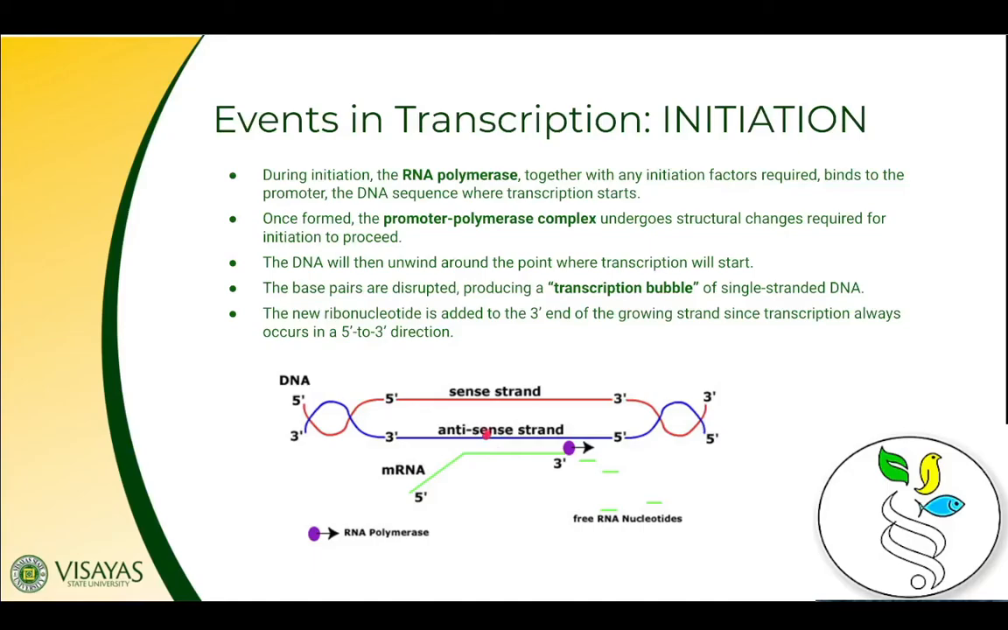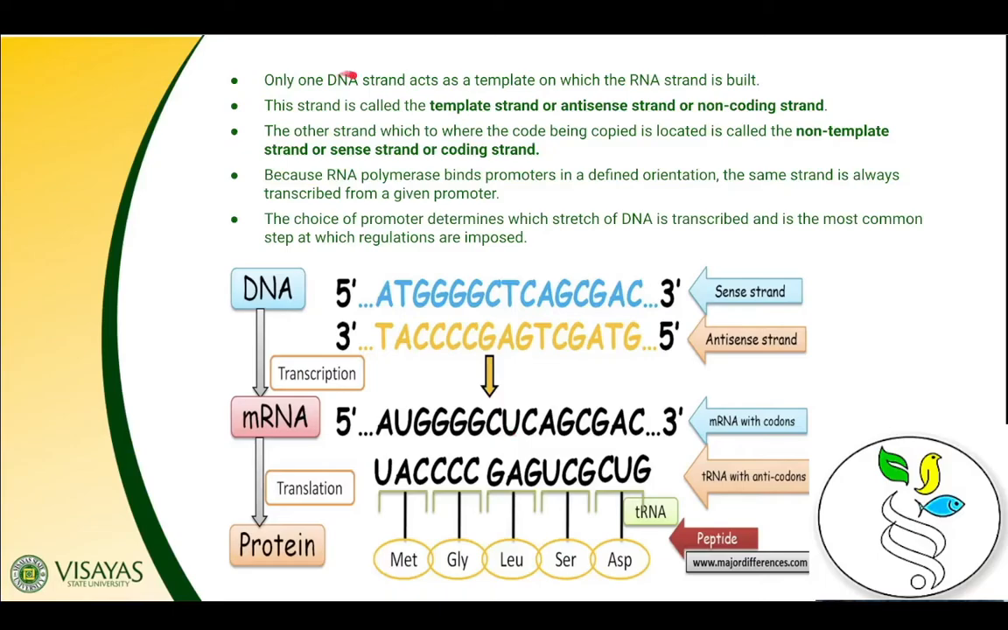Now, in a particular DNA segment, you have the sense strand and the antisense strand. Only one DNA strand acts as a template on which the RNA strand is built. This is what I was telling you earlier, before we started our discussion. The strand is called the template strand, or the antisense strand, or the non-coding strand. The other strand, where the code being copied is located, is called the non-template strand, or sense strand, or coding strand. Because RNA polymerase binds promoters in a particular orientation, the same strand is always transcribed from a given promoter.